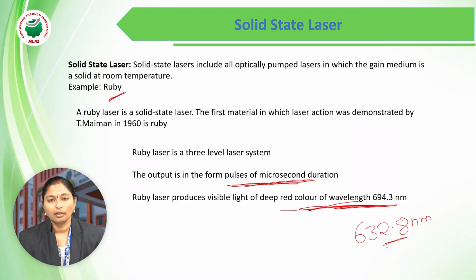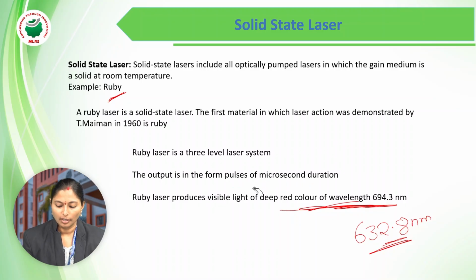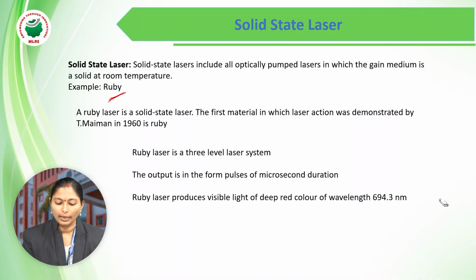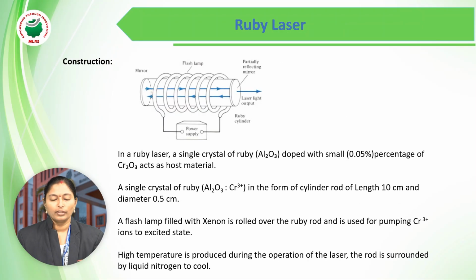So from the helium neon laser, the emitted photon wavelength is about 632.8 nanometers, whereas from the ruby laser, the emitted photon has a wavelength of 694.3 nanometers. This ruby laser is a 3-level laser system, and its output is pulsed, not continuous wave. So this is a solid state laser. Here we are using optical pumping as an energy source to excite the atoms to participate in population inversion. Okay, so let's go with the construction.